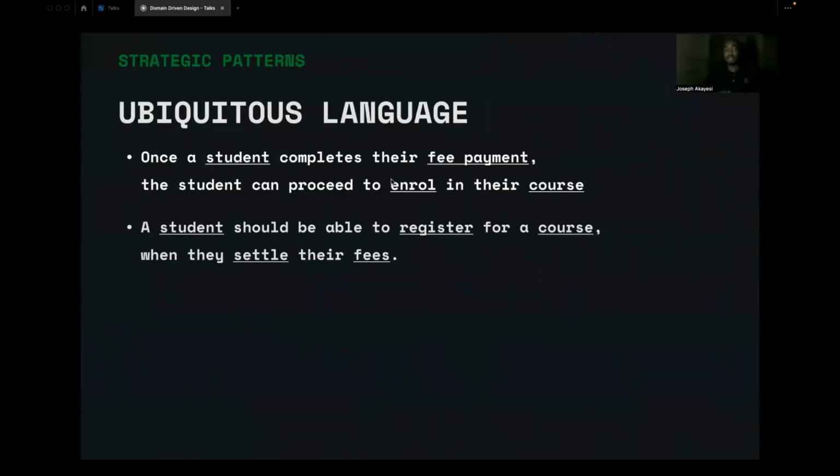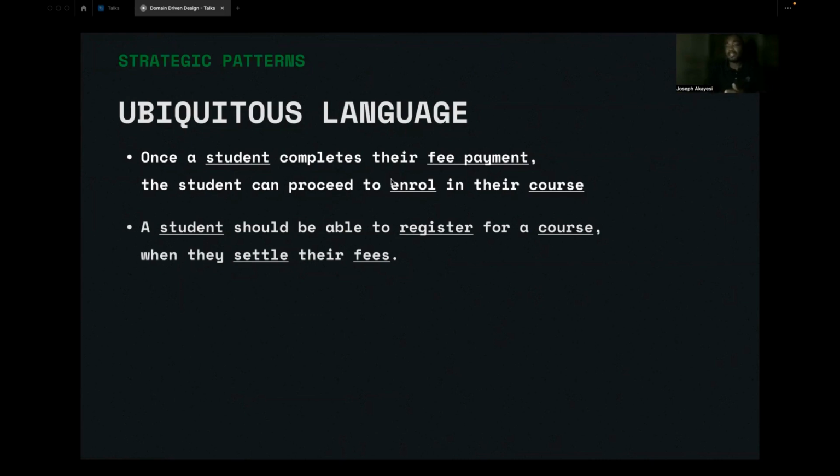And then let's look at the second strategic pattern, ubiquitous language. Now, for all of these bounded contexts, it's important for us to have a specific set of vocabulary that we use within the bounded context that allows us to understand the processes and the different objects within that bounded context. So for us to understand what a ubiquitous language is, and I touched on having a specific set of vocabulary, let's take a look at these two sentences and try to understand what is going on. The first sentence reads, once a student completes their fee payment, the student can proceed to enroll in their course.